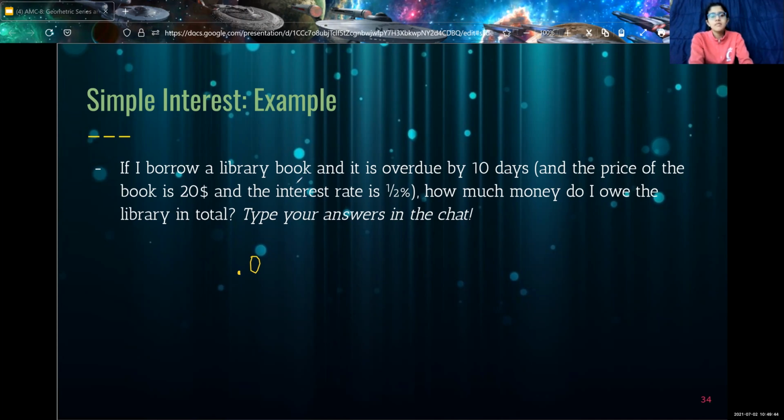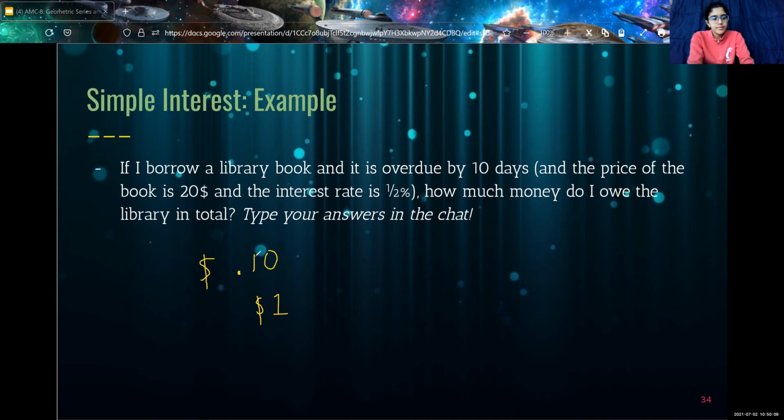So we would find 0.5% of $20. So 20 divided by 100 would be 0.2, divided by 2 would be 0.1, so that means we owe $0.10, or 10 cents, every day, right? So it's overdue by 10 days. So we multiply this by 10 and we get $1 is due, right? We owe the library $1 in interest.